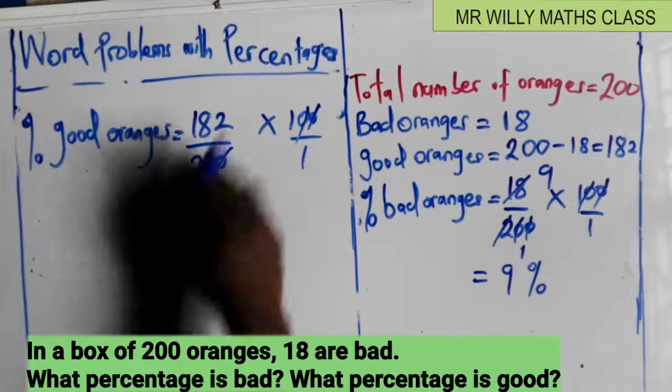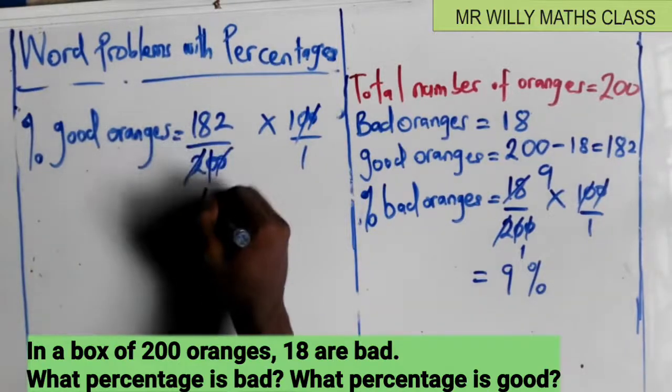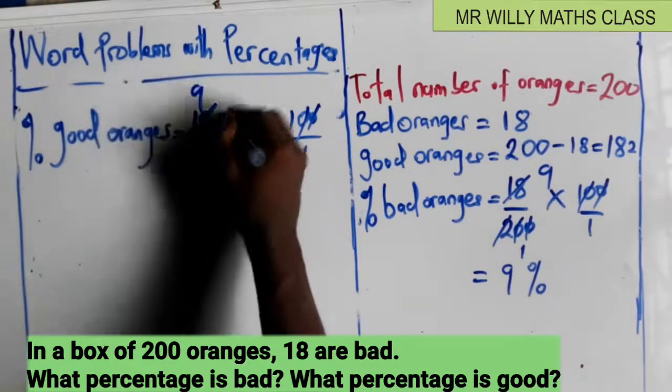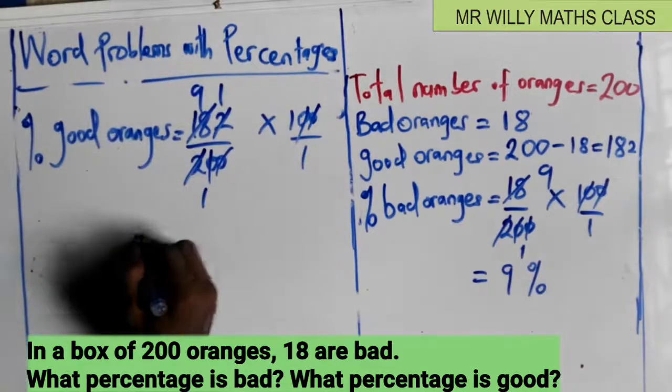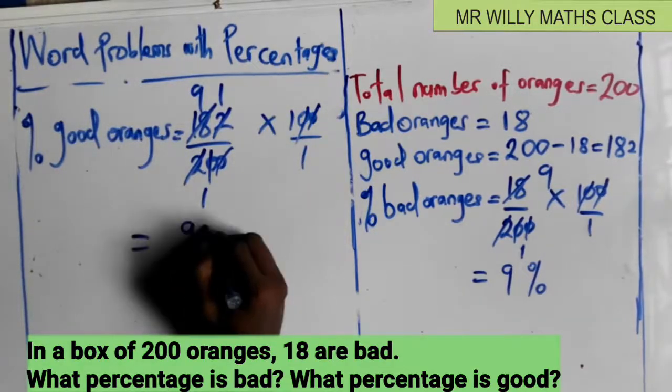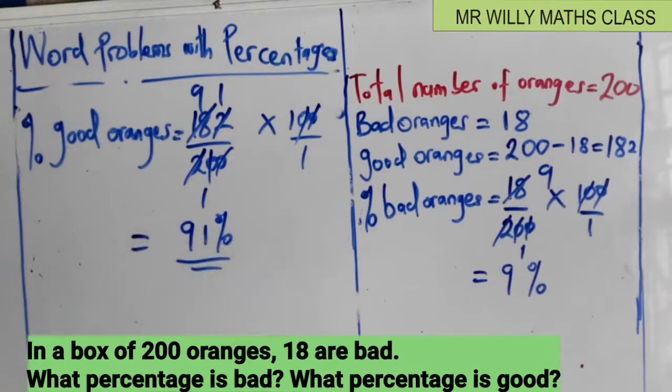So we are going to use this 2 to divide 182. 2 in 18 will be 9. 2 in 2 will be 1. So the percentage for good oranges is 91%. The percentage for good oranges is 91%.